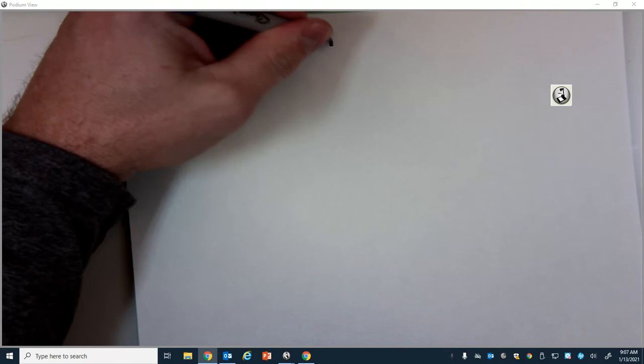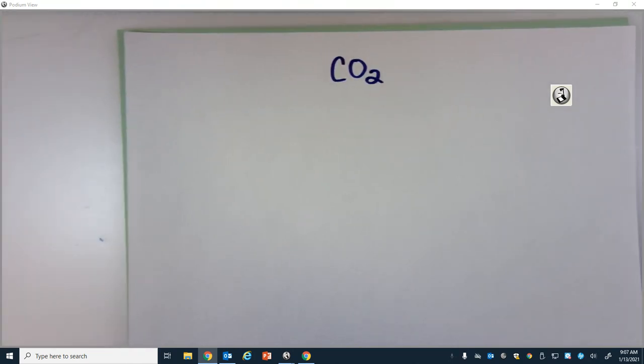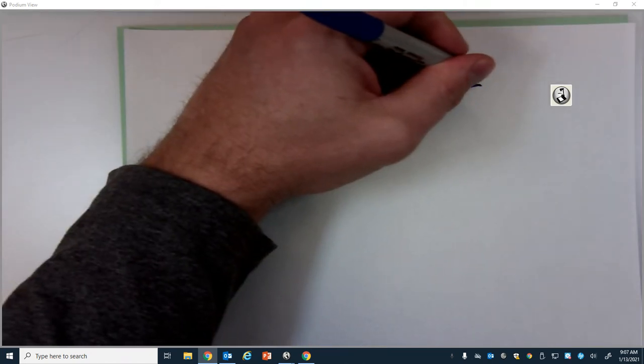So now we're going to do CO2. All right, so we're going to do the dot diagram for this. All right, first things first is we've got to figure out its name and electronegativity. Well, we'll do electronegativity difference because that'll help us figure out its name.